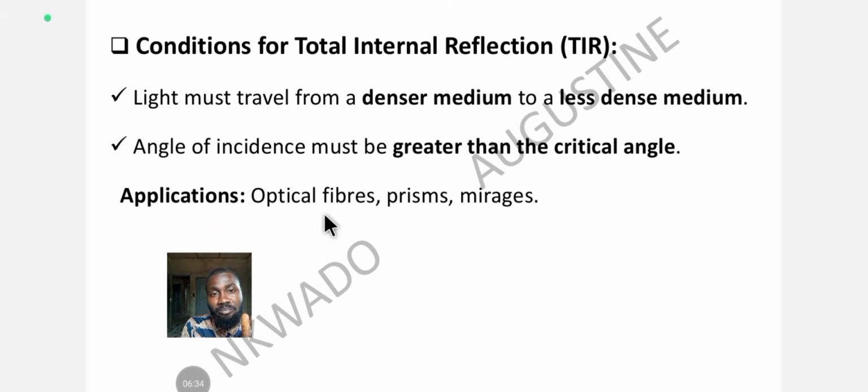Mirror and light, all right? So it's also applied in prisms, like those glass prisms, and so on and so forth. A prism is just something that has dimension, used in optics. It also applies in mirages. We are going to talk more on mirages, and how mirages are formed, all right? So that's that for that.